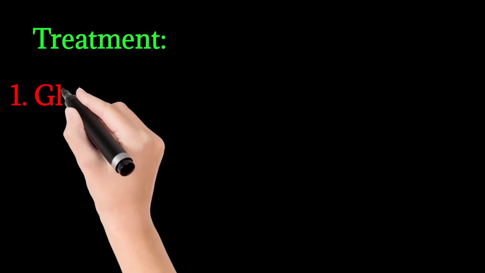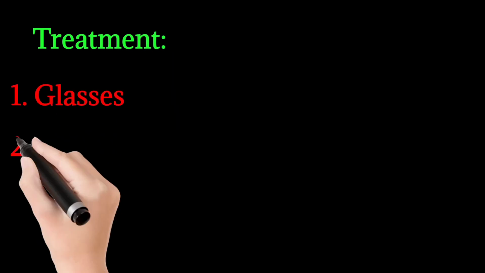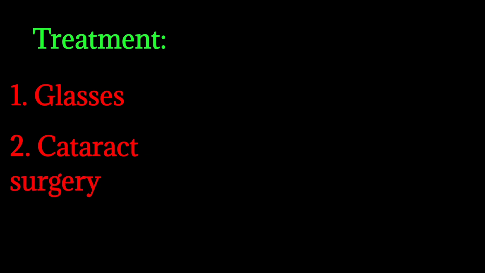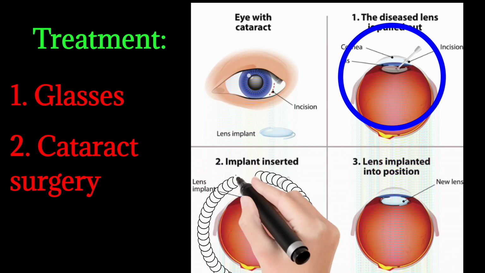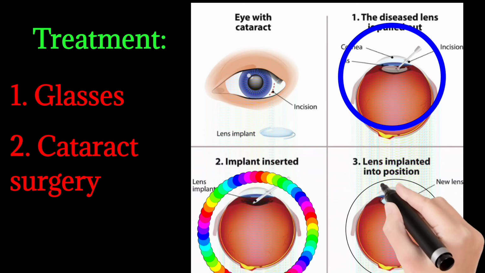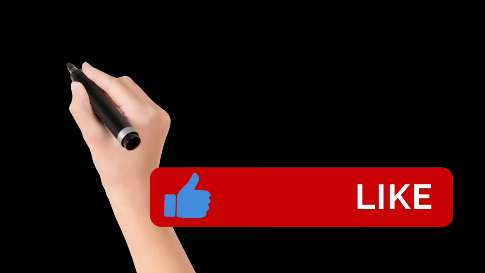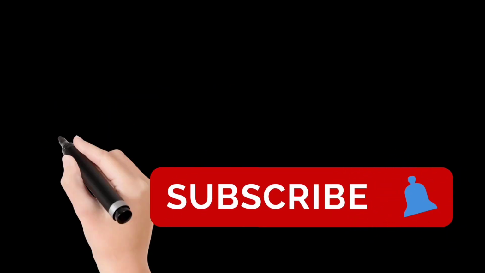Treatment: use of glasses, and cataract surgery, in which the cloudy lens is removed from the eye and a new artificial lens is inserted into the eye, which can correct the vision problem. So this was all about cataract.